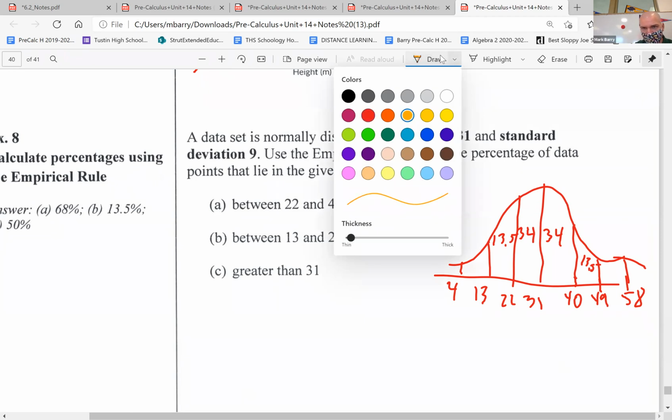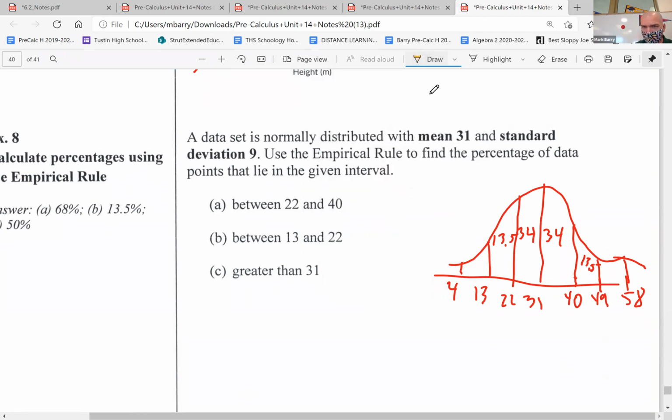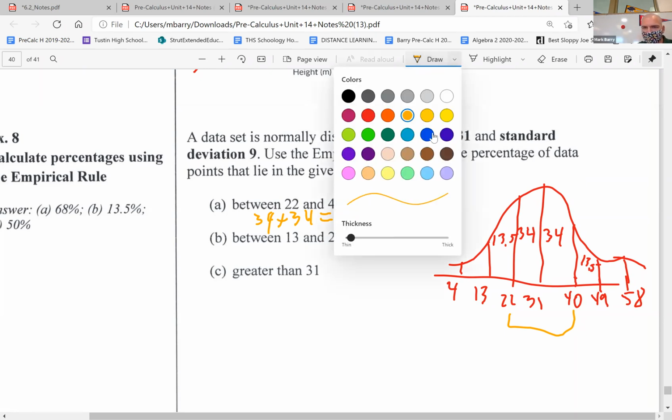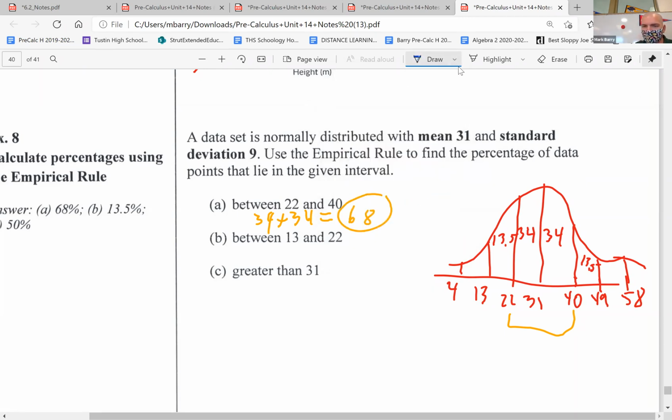So what percentage goes between 22 and 40? Well, that would be this piece right here. I have 2 pieces there: the 34 plus another 34. So that's going to be 68. I had 2 sections in that one, both of them were 34, so you add them together. What percentage is between 13 and 22? Well, that's actually 1 section, so I don't need to do any adding. It's 13.5%.